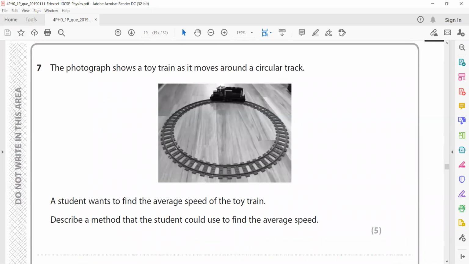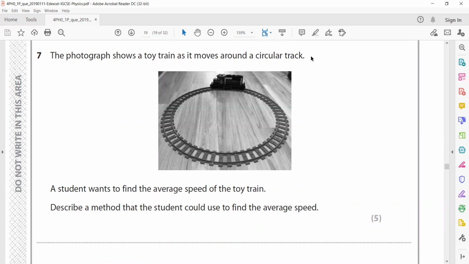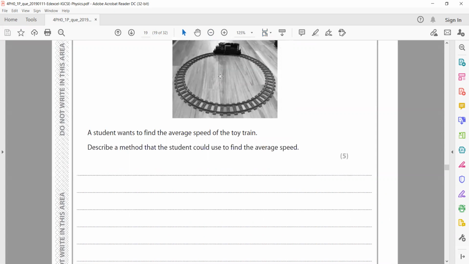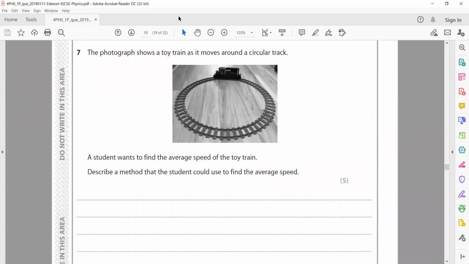So, first, question 7. The photograph shows a toy train as it moves down a circular track. A student wants to find the average speed of a toy train. Describe the method that student could use to find the average speed. So, how to find an average speed?